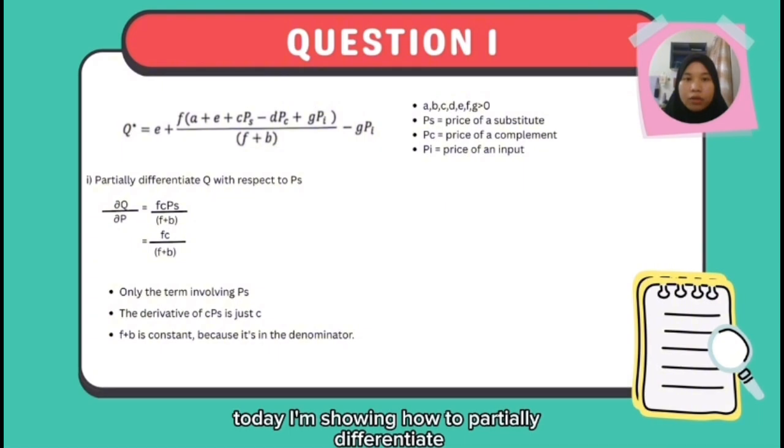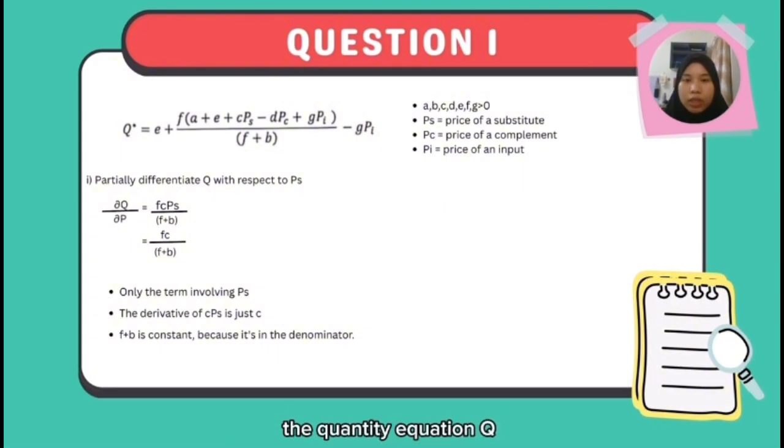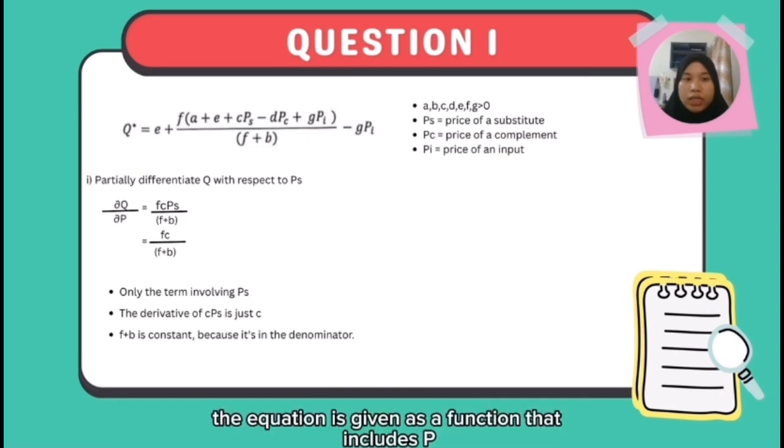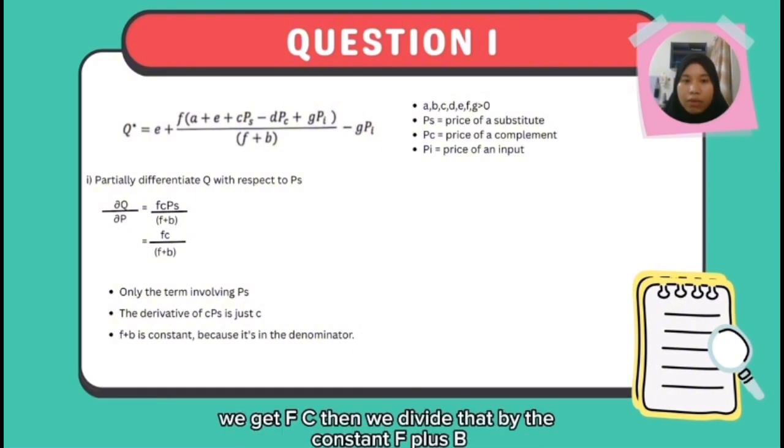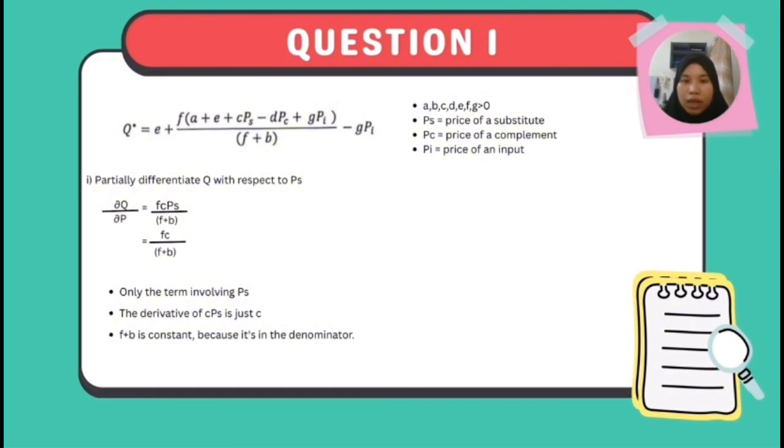Today I'm showing how to partially differentiate the quantity equation Q with respect to the price of substitute PS. The equation is given as a function that includes PS inside a bracket. Since we are only focusing on PS, we ignore all other variables and constants. We spot the term CPS and differentiate that. The derivative of CPS is just C, and since it is being multiplied by F, we get FC. Then we divide that by the constant F plus B because it's in the denominator.